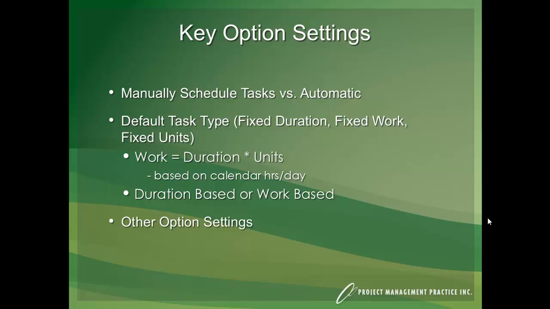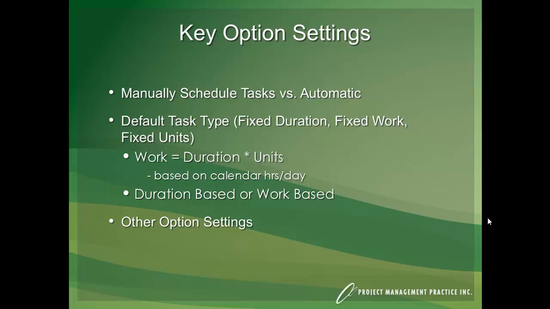So Project uses this formula, work equals duration times units, and you fix one of those. So if you fix duration and you change units, then work will change. If you fix duration and you change work, then units will change. If you fix work, as you assign more resources, duration will get calculated and recalculated based on the level of assignment. If you fix units and you change duration, work will get recalculated. If you change work, then duration will get recalculated.